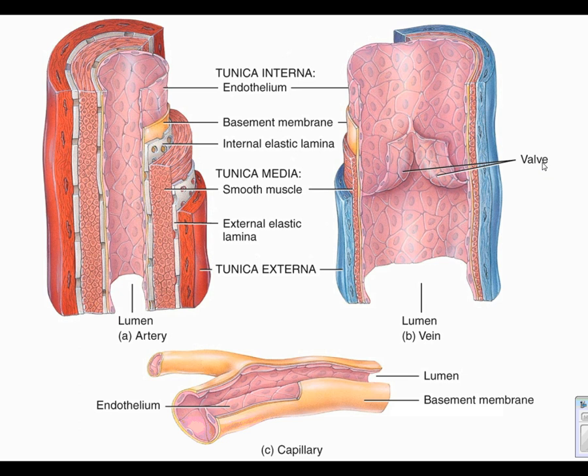Now, veins can also constrict their blood vessels, but when we use the word vasoconstrict, we're really referring to arteries, because the word venoconstrict refers to veins. Now, down at the bottom is an image demonstrating a capillary. Like I said, capillaries are thin-walled. They only have that endothelium and the basement membrane, which is extracellular material surrounding it.